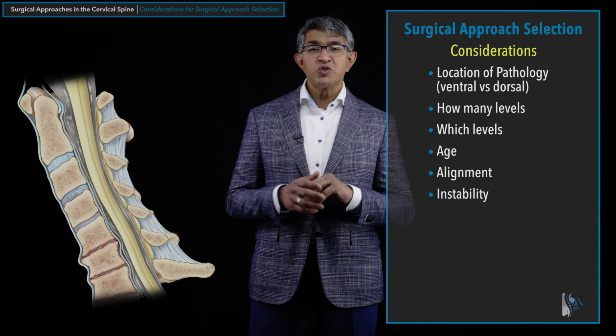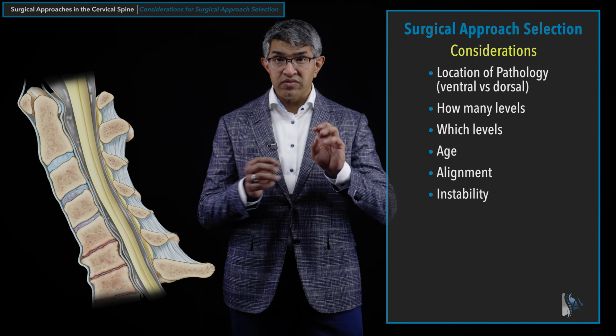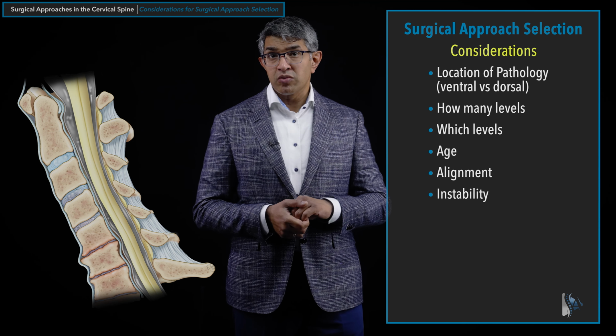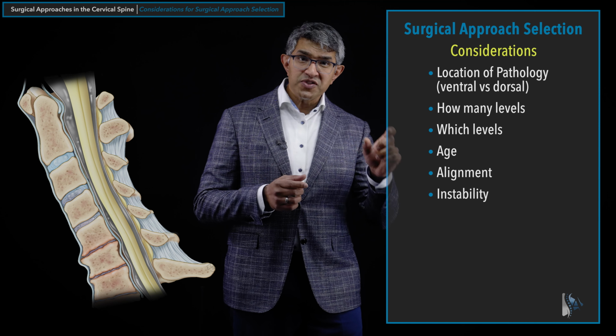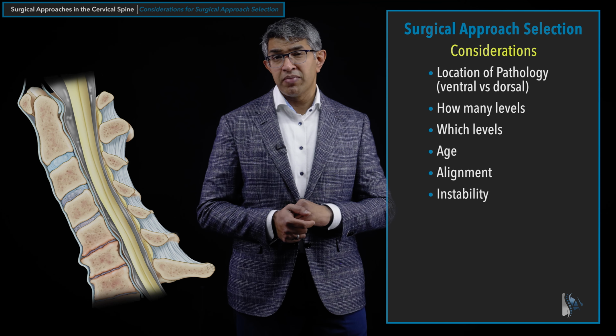Instability is a relative consideration. Certainly we see people with rheumatoid disease, and there are some considerations for going in from the front to help correct it and restore alignment. Stabilization is a little more powerful from the back. So instability is a consideration that varies a little bit on whether it favors front or back.